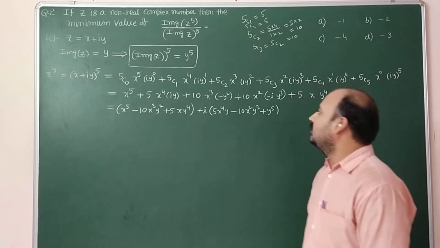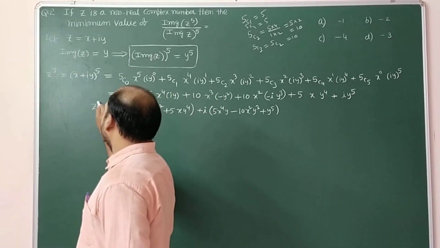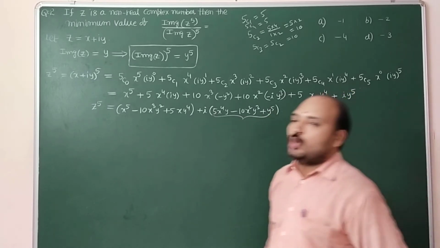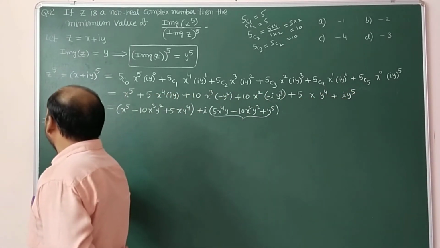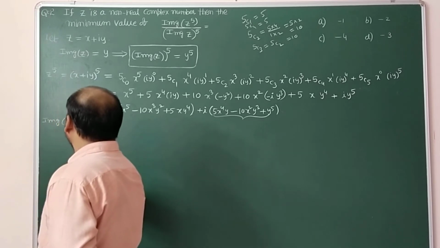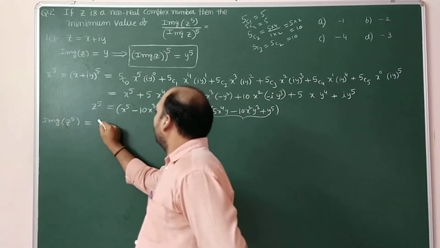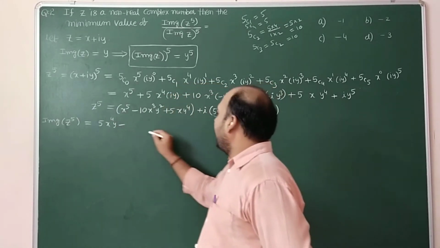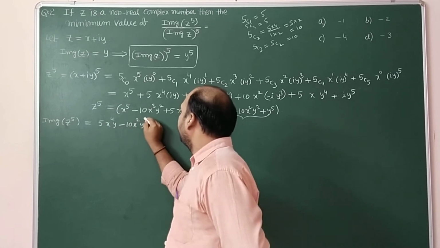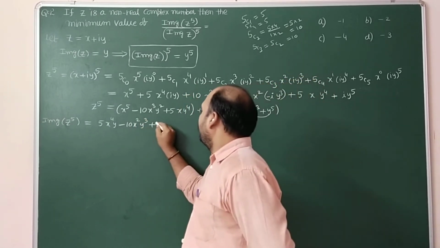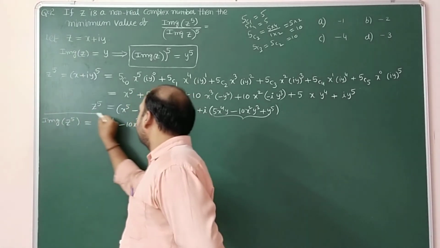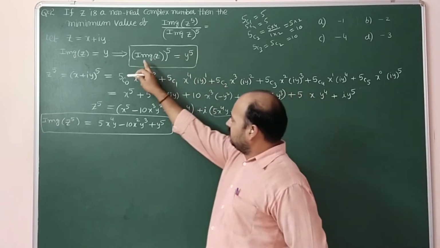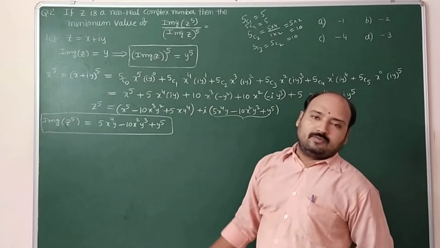Yeah, now come to here. In this is z power 5. Imaginary part of z power 5 is this value only, no? So imaginary part of z power 5 equal to 5x power 4 y minus 10x square y cube plus y power 5. So we got imaginary part of z power 5 and imaginary part of z whole power 5, both values we got it.